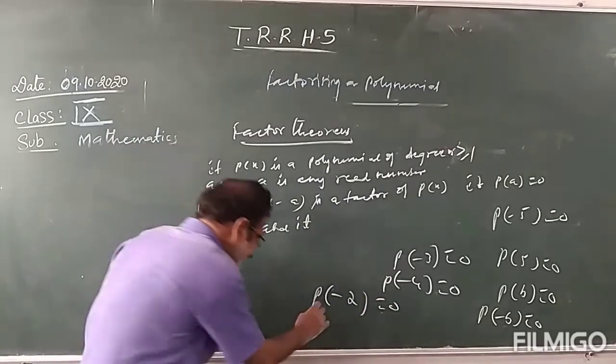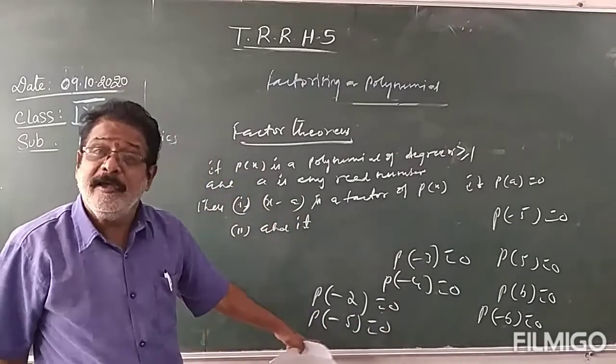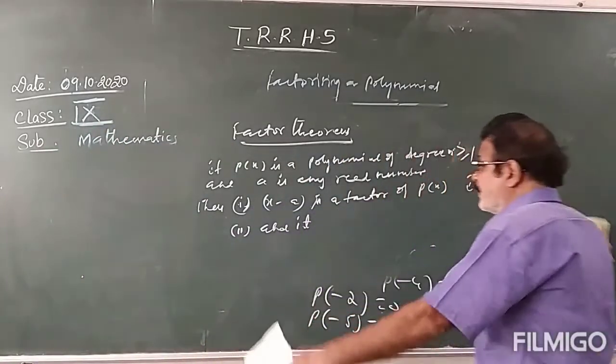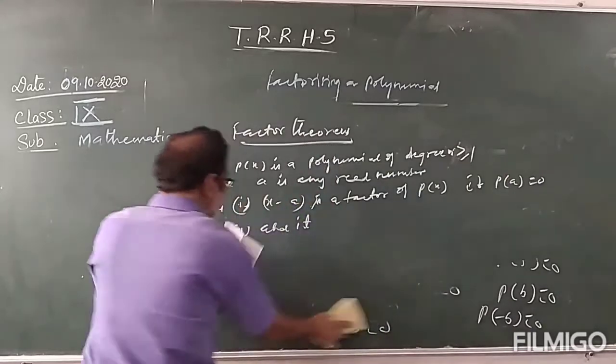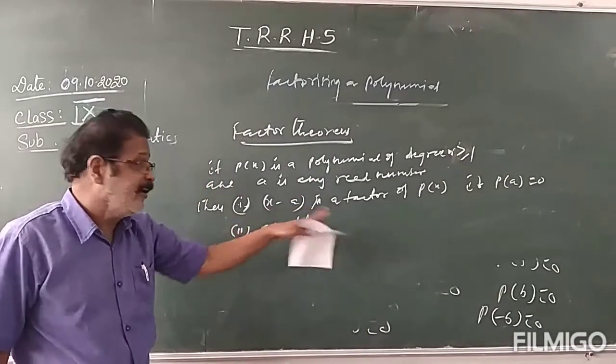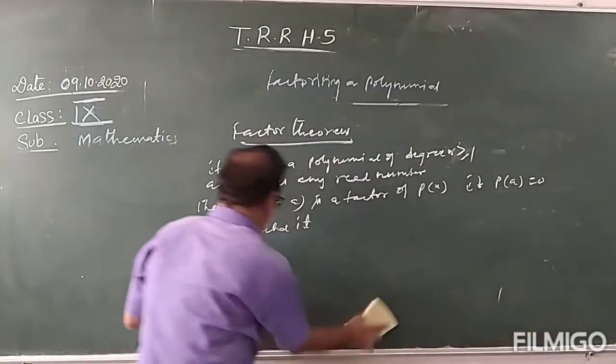x plus 2 is a factor. If P of minus 5 equals 0, x plus 5 is a factor, like this. That is why we can generalize now. The standard form is: x minus a is a factor of P of x if P of a equals 0.